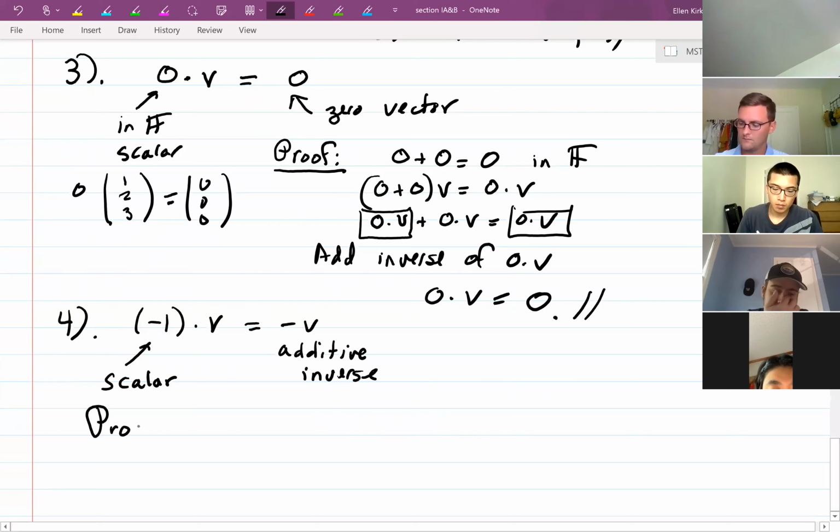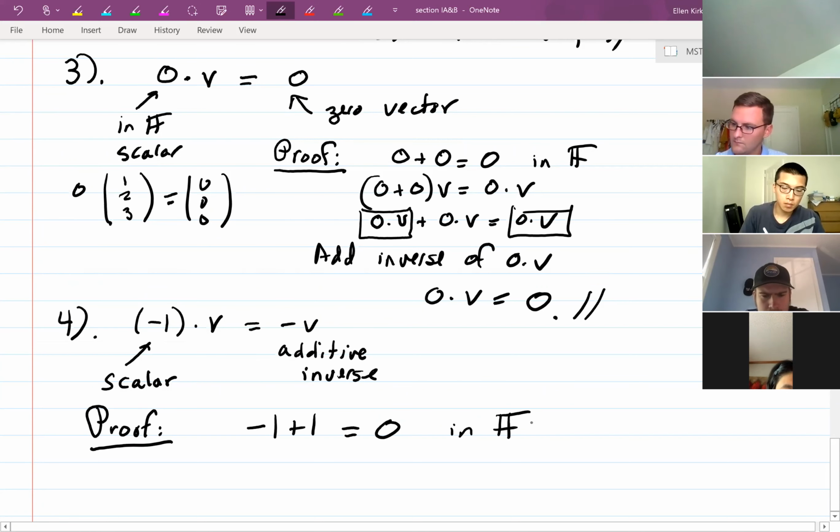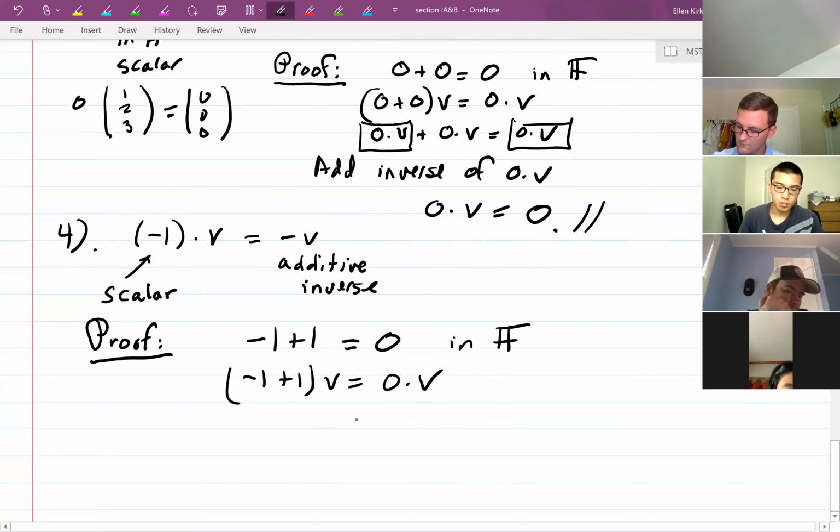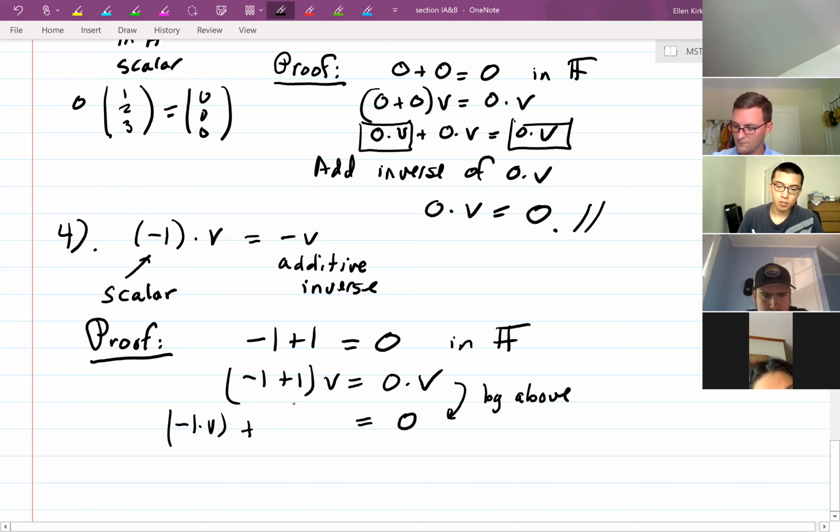So to prove this, I'm going to have to use a distributive law. And so I'm going to do a similar thing. So this is happening in F. Okay, those are scalars. And so now I apply that to V. And the thing I just proved was that this is the 0 vector. And now I use my distributive law. So this is -1 times V, whatever that is. I'm not assuming what that is. But I do know what 1 times V is, that was an assumption. So that's V. And so now I take the inverse.